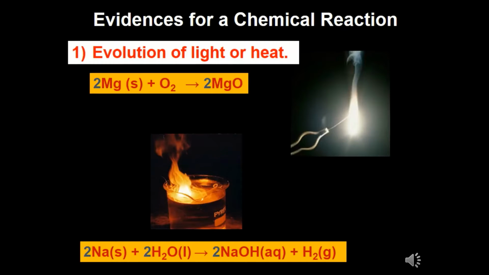Evolution of light or heat. This is the first example. You will see your teacher demonstrate it. So we have a magnesium metal. It is a metal solid. We have a ribbon actually. So we will take a small piece of it and then we will burn it.